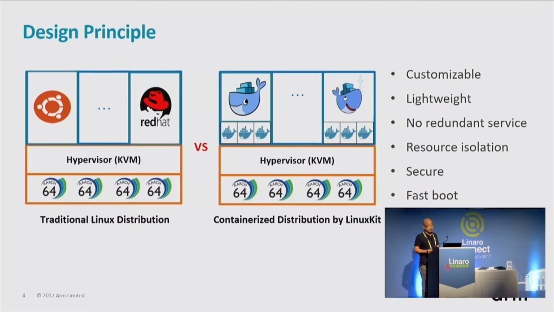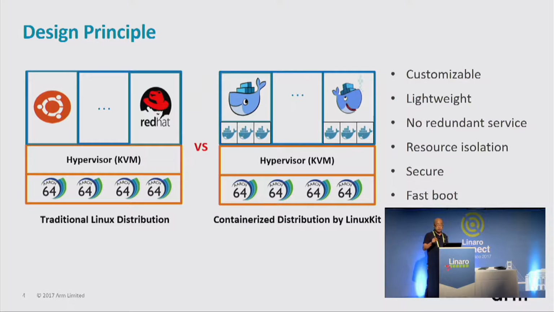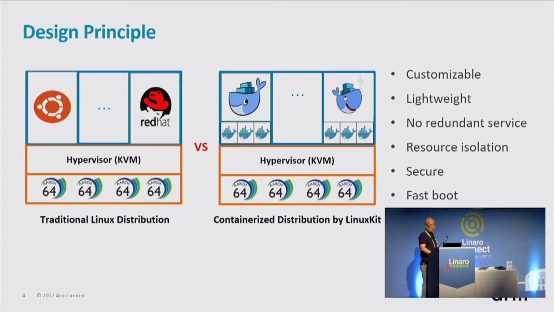The last two features are faster boot and quick deployment. Because the LinuxKit distribution image is very small, very tiny, we can boot the system very quickly compared with a traditional Linux distribution. So this is a design principle and a kind of code of conduct. If you want to contribute code to the LinuxKit community, we need to think about this code of conduct before we do that.